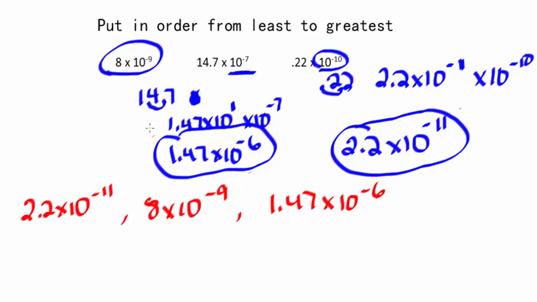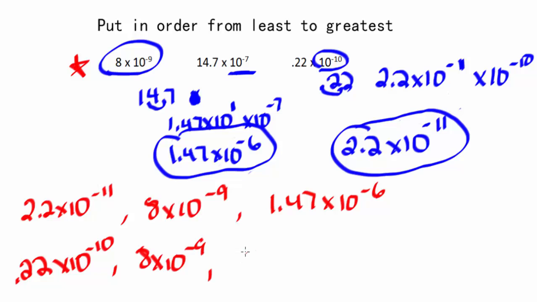Okay, so if we were to rewrite it correctly, like we had up here, the 2.2, so this would be 0.22 times 10 to the negative 10th. This one is still written correctly. And then 14.7 times 10 to the negative 7th. So this is the correct order. Okay. So you need to remember we're dealing with really small numbers here, okay? But the one with the more zeros is going to be smaller. Okay, so that's why that one is right there.